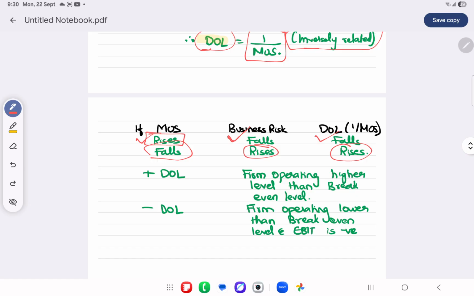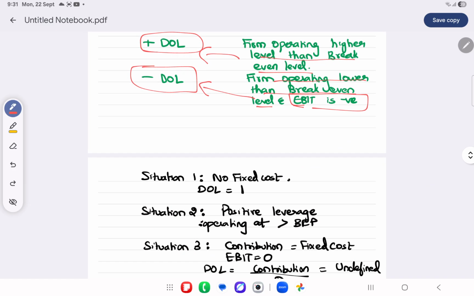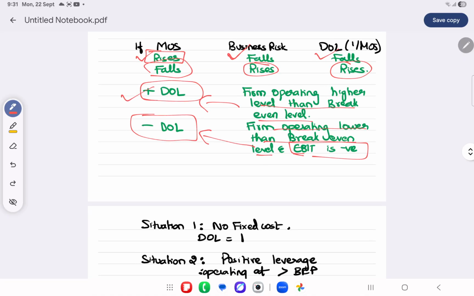When do we have a positive degree of operating leverage and negative degree of operating leverage? We have positive degree of operating leverage when the firm is operating at a level higher than break even level, which means we have some profit, we have positive EBIT, we have a positive operating leverage. If the firm is operating at lower than break even point, our EBIT will be negative, so we'll have a degree of operating leverage as negative. So what can we infer from that? If we have a positive operating leverage, our firm is operating at level higher than break even level, and if you have a negative operating leverage, our firm is operating at level lesser than break even level.